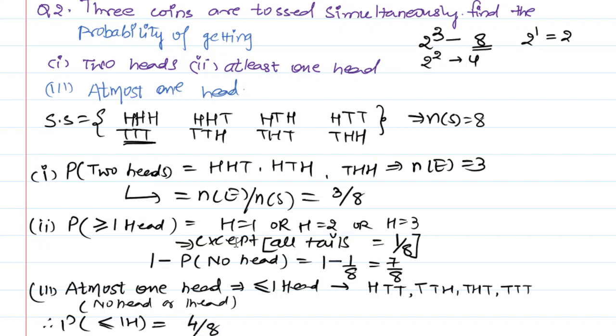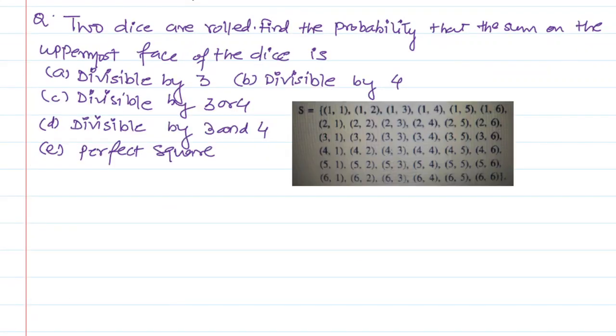Hope this is clear. At most and at least. When I say at most, it means it is less than or equal to. At least means it is greater than or equal to. So when it was at least 1 head, it means 1 or more than 1 head. When it is at most, it means it is 1 or less than 1 head. Be very specific with this particular concept of at least and at most. Okay, so the third question.